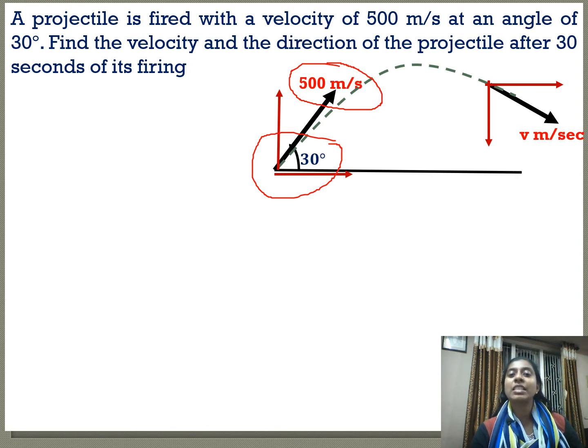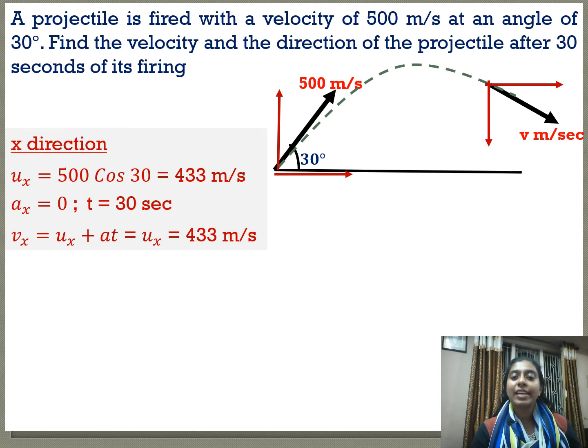So just imagine after 30 seconds the object will be at this point. So after 30 seconds at this point, what will be the velocity and what will be the direction of velocity? What is the velocity and what angle does this velocity make with the horizontal? That is our problem. So we will take our initial velocity as u and our final velocity, that is after 30 seconds, as v.